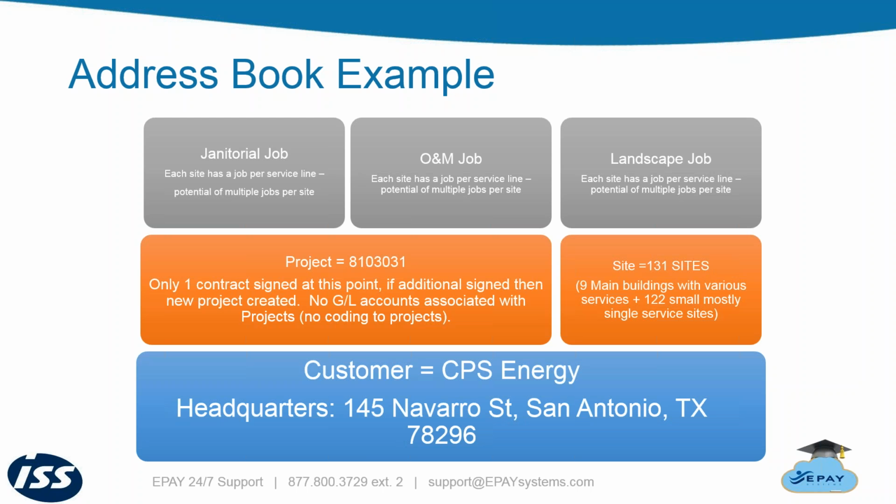From there, you can see that we have one project designated for this customer. And if at any point there was a separate contract created or signed with CPS for a different service or what have you, another project would be created at that point in time. And then looking at the jobs, you can see that we have one for janitorial, one for landscape, and one for O&M. So there are different job setups and jobs for each service line for CPS Energy.